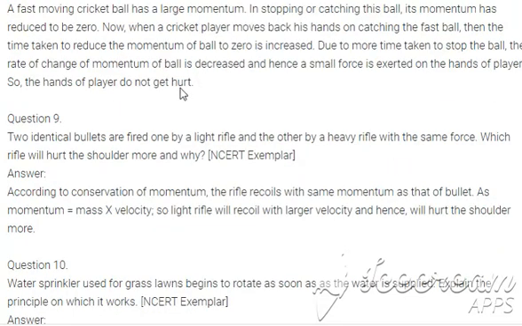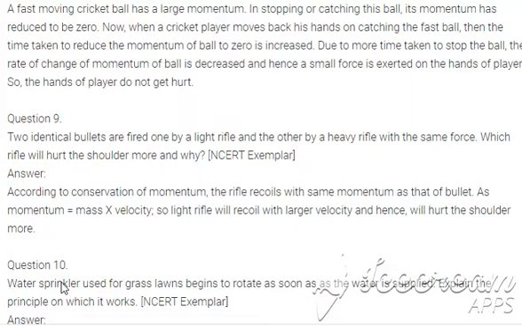Next is, two identical bullets are fired, one from a light rifle and the other from a heavy rifle, with the same force. Which rifle will hurt the shoulder more? Now according to conservation of momentum, the rifle recoils with the same momentum, as momentum is mass into velocity. So the light rifle will recoil with a larger velocity because mass is less, so velocity would be more, hence it will hurt the shoulder more.